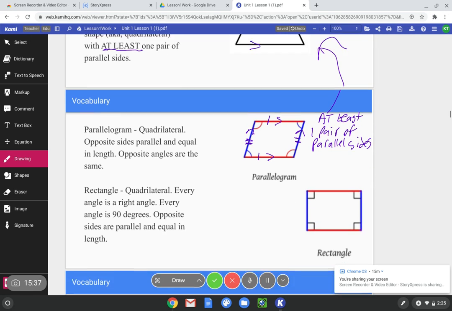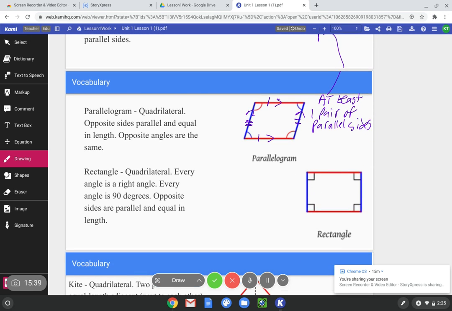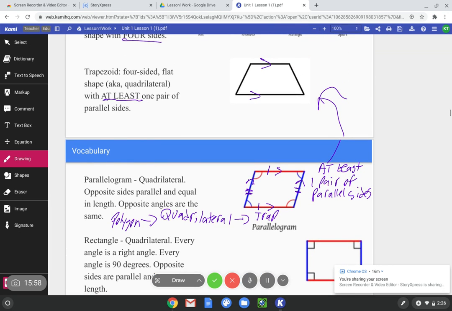So a parallelogram, it is part of the polygon family because it has at least three sides. It is part of the quadrilateral family because it has four sides. And it is part of the trapezoid family up here because it does have at least one pair of parallel sides.